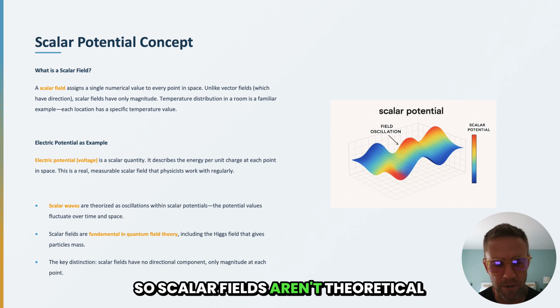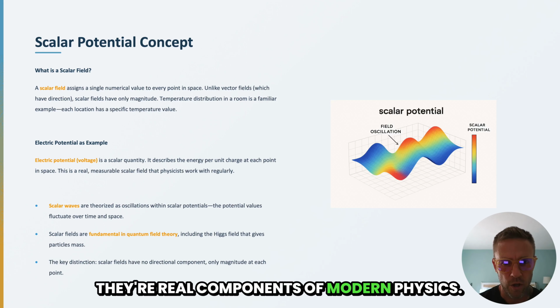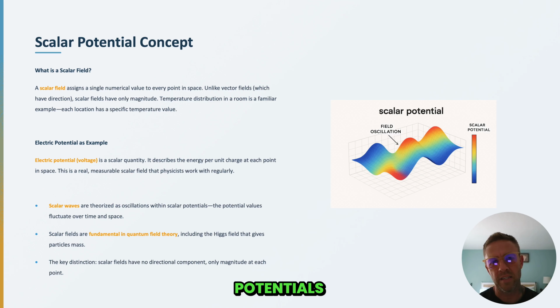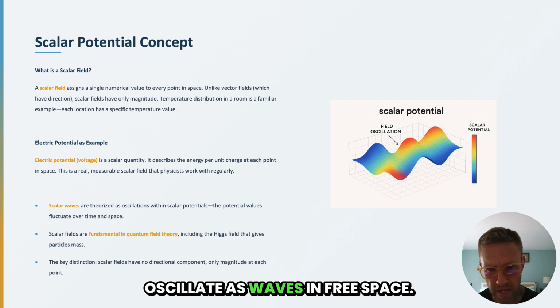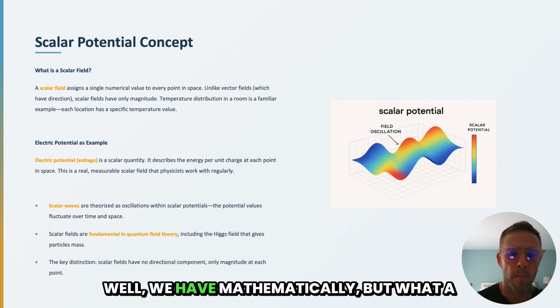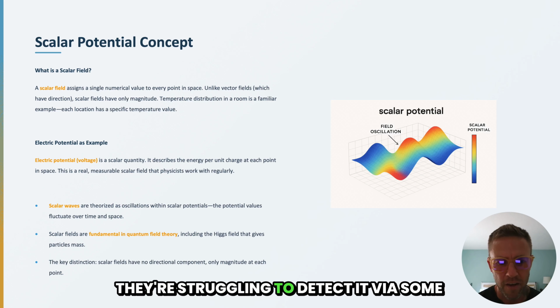So scalar fields aren't theoretical abstractions. They're real components of modern physics. The question is, can electromagnetic scalar potentials oscillate as waves in free space? And if so, why haven't we detected them? Well, we have mathematically, but what a lot of companies or physicists are doing is they're struggling to detect it via some type of machine.